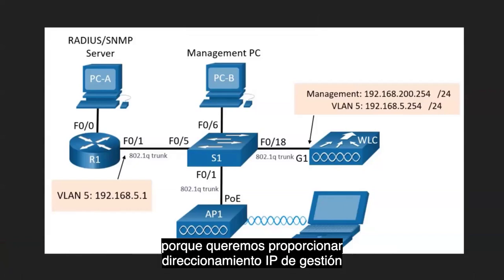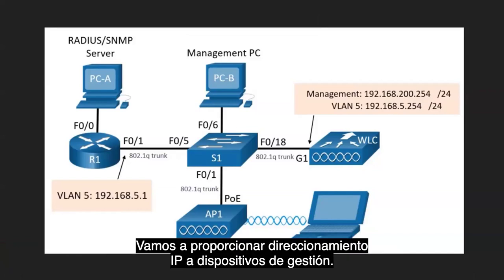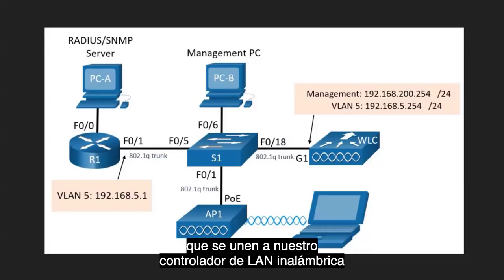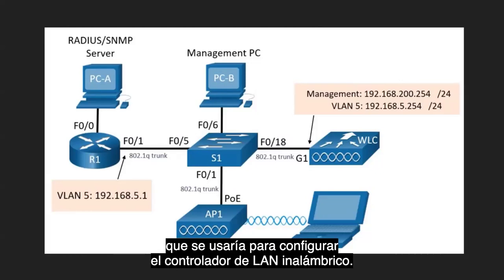We're going to do this because we want to provide management IP addressing to management devices using DHCP, all controlled from the WLC. Now, this is a specific use here. We're going to provide IP addressing to management devices. We're talking access points that are joining our wireless LAN controller, and we're talking possibly a management PC that would be used to configure the wireless LAN controller.